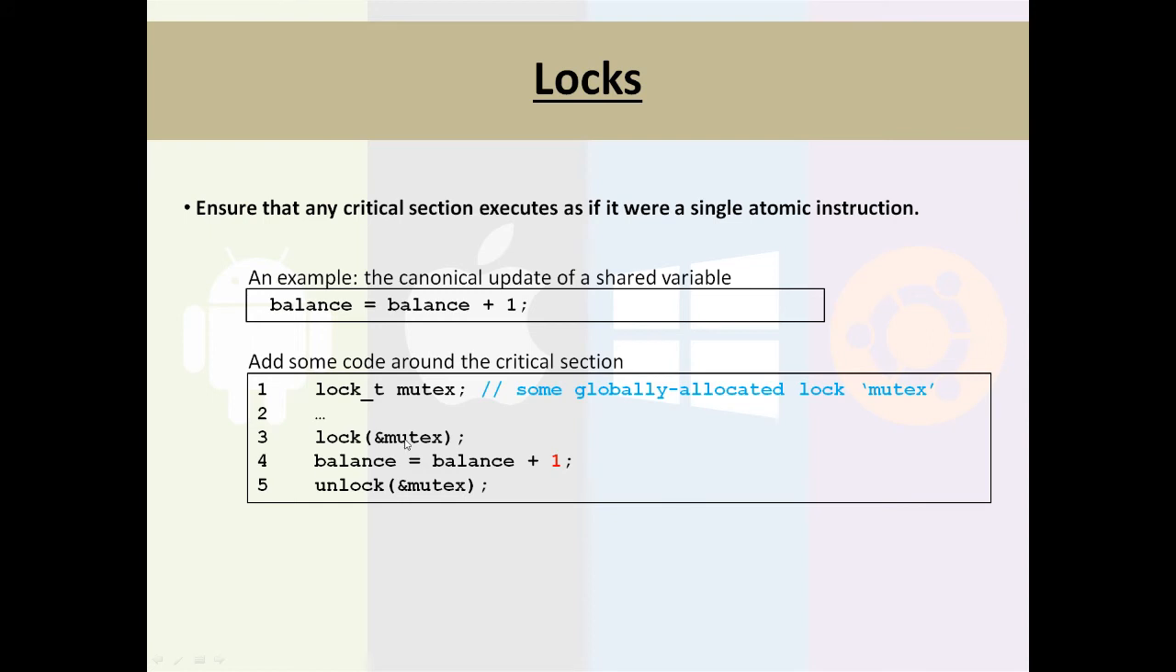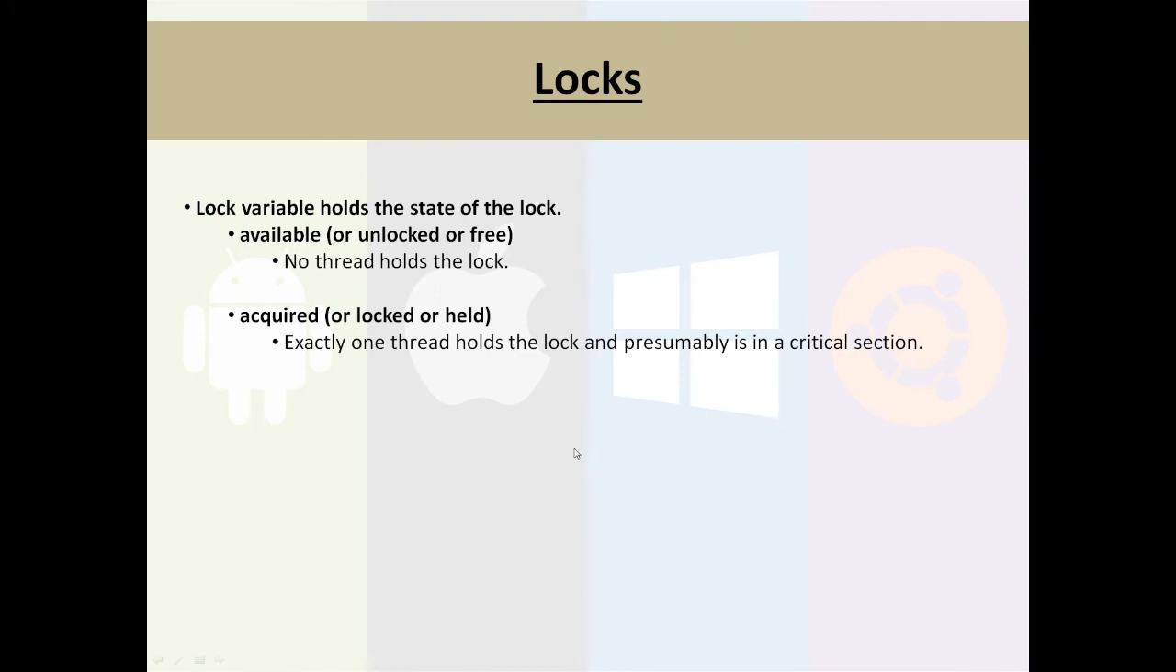So this lock function will check if there is a lock available, then I can move on. It will return from this function, and I can then do this one. If a lock is not available, it will wait inside this function and not continue on. So our lock variable holds the state of the lock. Available, or another word for it would be unlocked or free, means that no threads hold the lock. And acquired, or held or locked, means that exactly one thread holds the lock and is presumably within its own critical section at that moment.